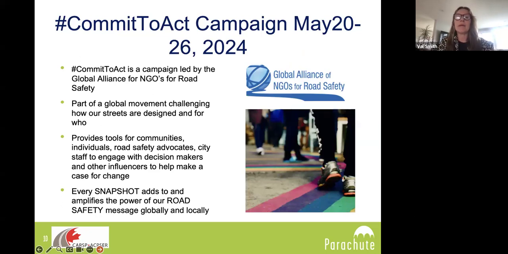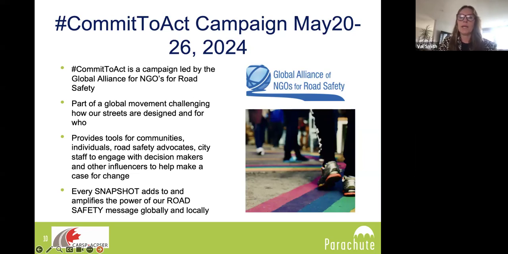The Commit to Act campaign is part of a global movement challenging how our streets are designed and for who. This year, the campaign, later in May, will be leveraging the power of these mobility snapshots, encouraging stakeholders from around the world to profile visually and collect data on unsafe intersections and use them to positively engage with government, enforcement, and other influencers.